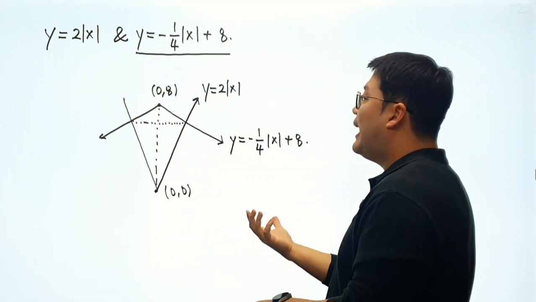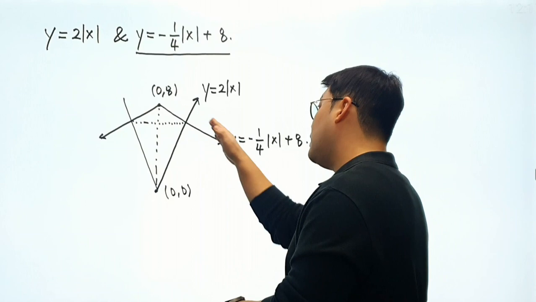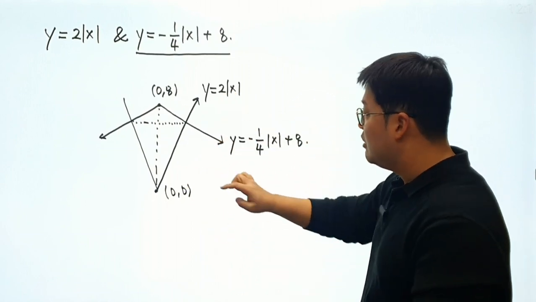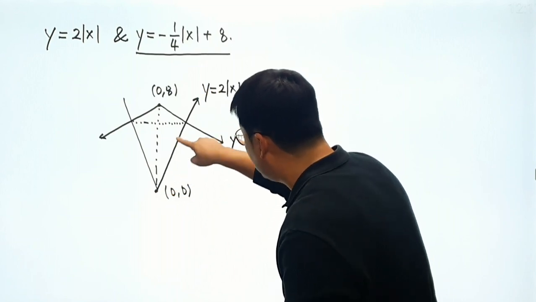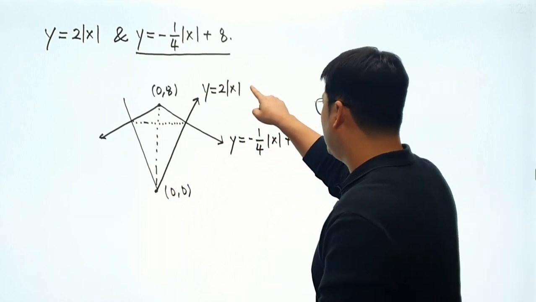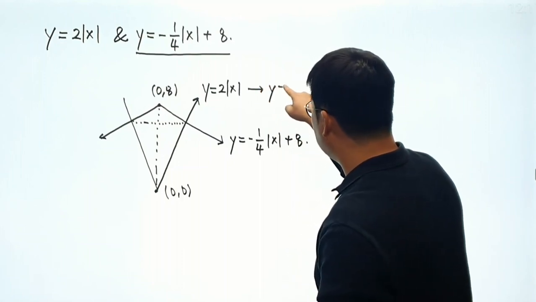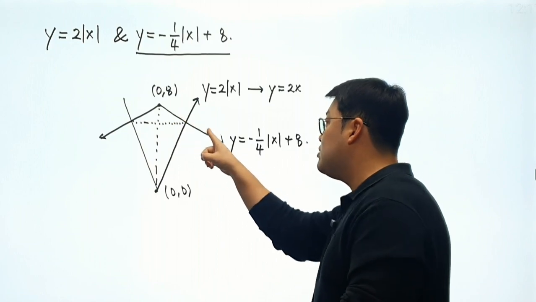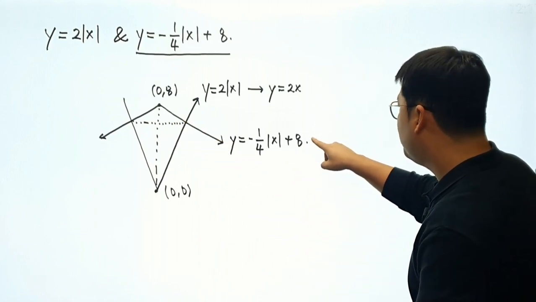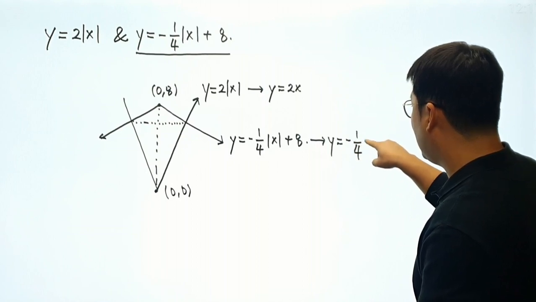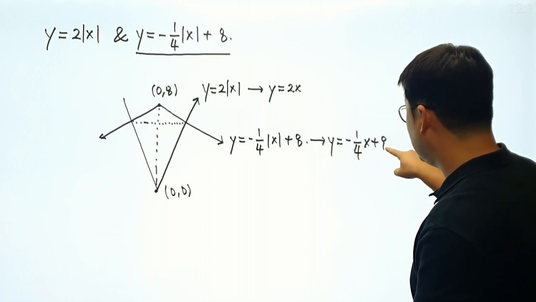In order to find that height, we need to solve this equation. How do we solve it? First, let's identify that y equals 2 times, not the absolute value of x, but y equals 2 times x. And at the same time, the other line becomes y equals negative 1/4 times x plus 8. This is what we want.